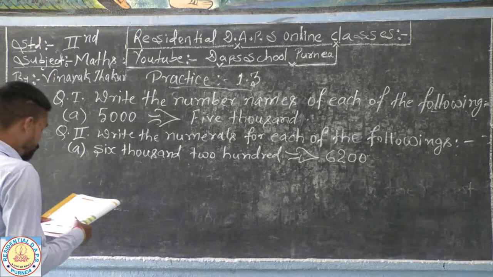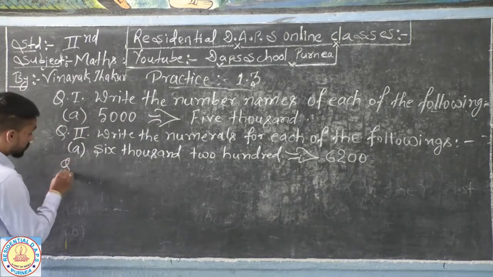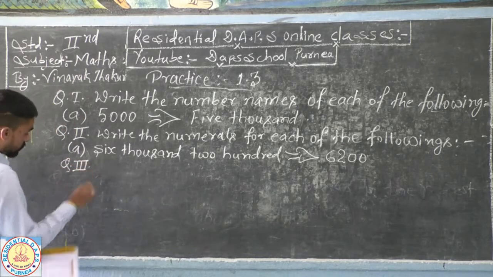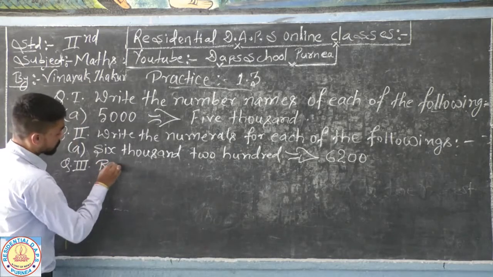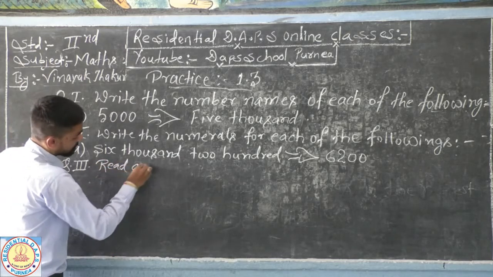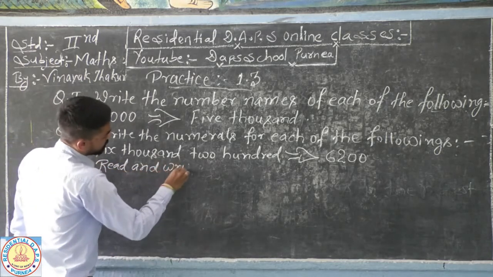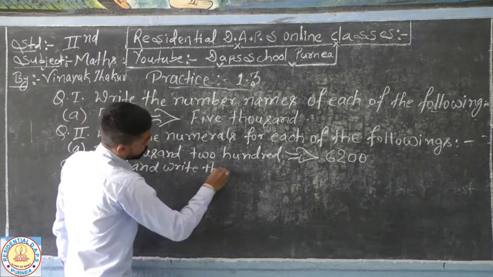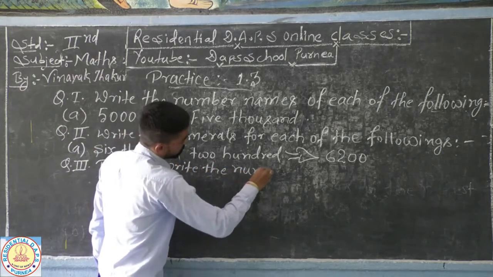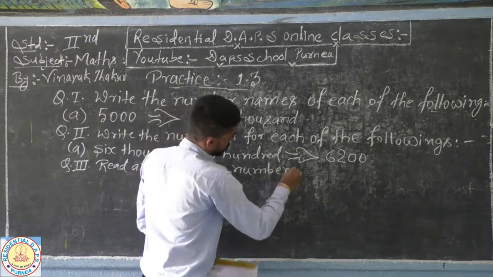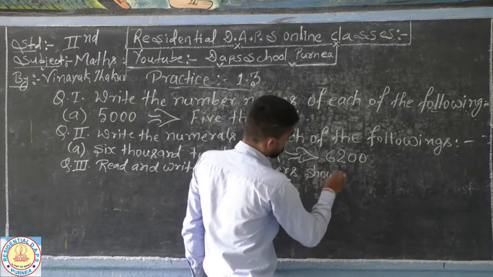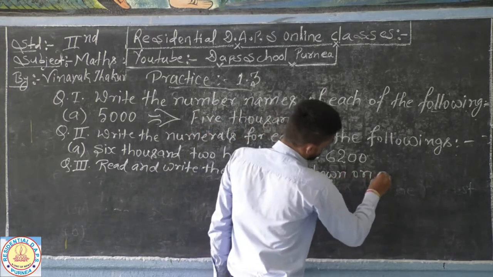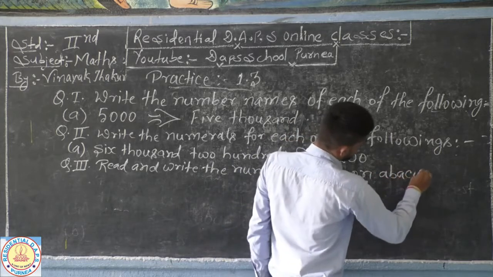I'm going to solve your question number third. In your question number third, read and write the numbers shown on the abacus.